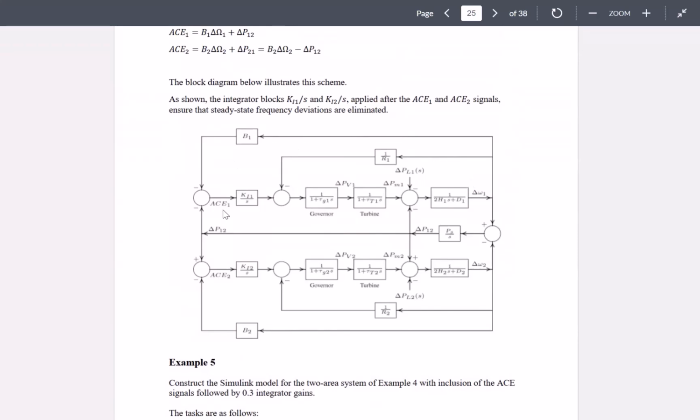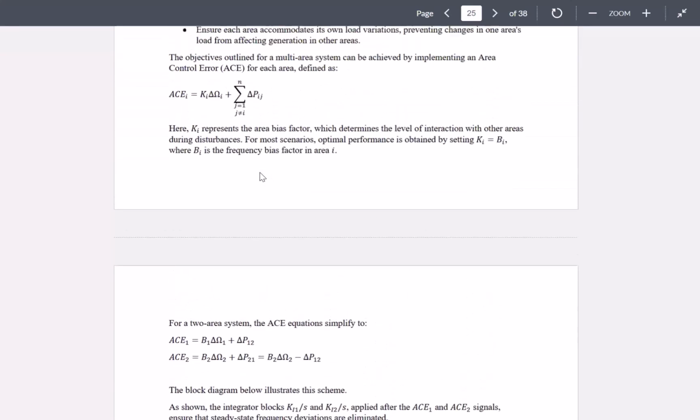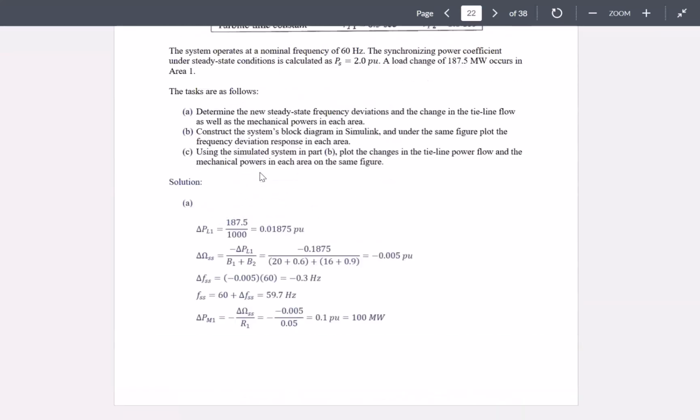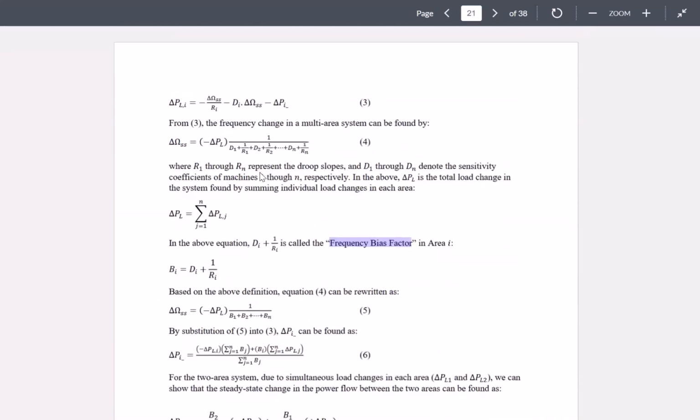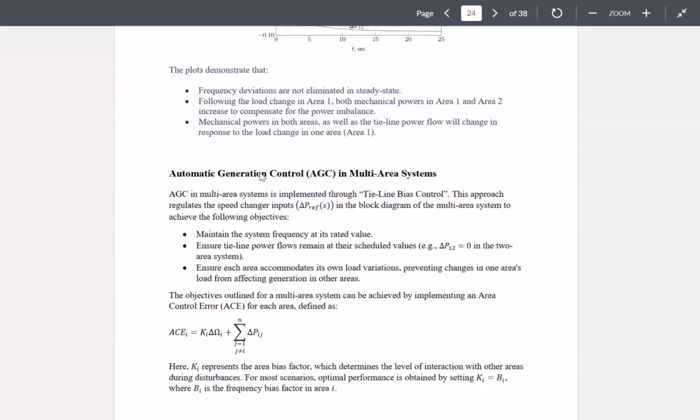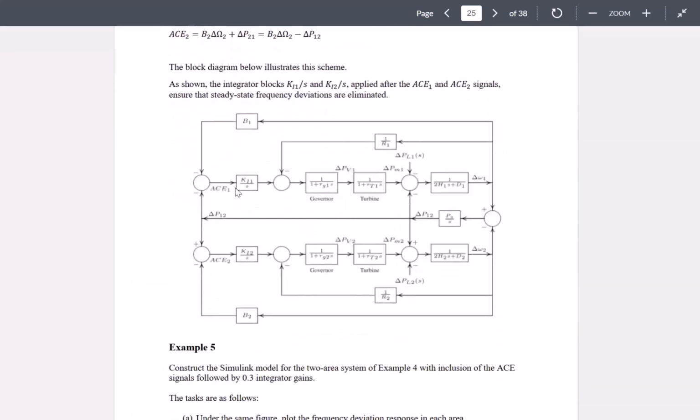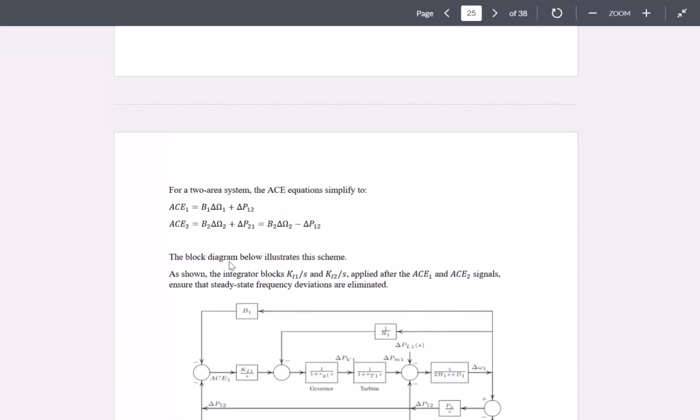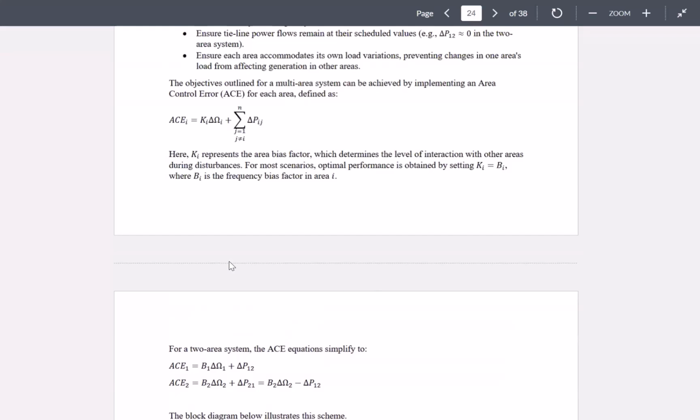You have to feed, in order to set the error back to 0, delta omega from each area through B1 and B2. And what is B? What was B? B was the frequency bias factor from each area, feed it back, and make what you call ACE signal. This is called ACE signal for area 1, and this is called ACE signal for area 2. What does ACE stand for? ACE, area control error. Exactly.